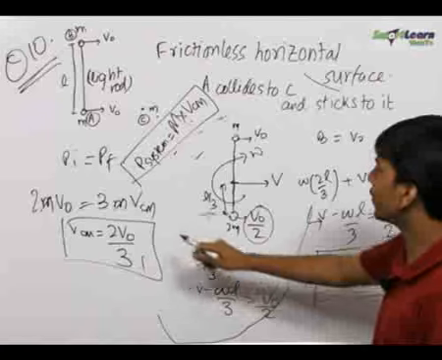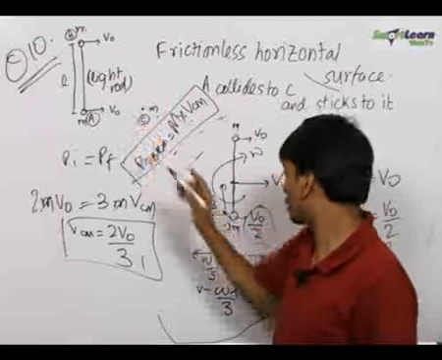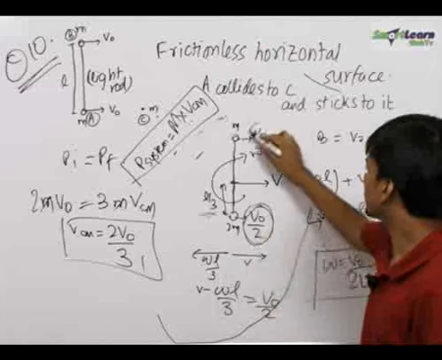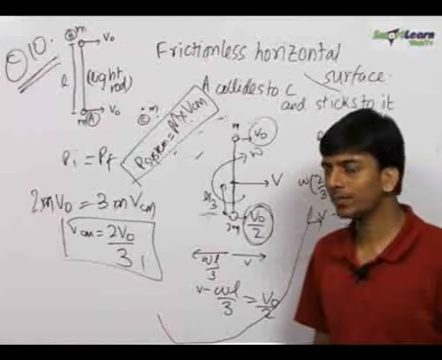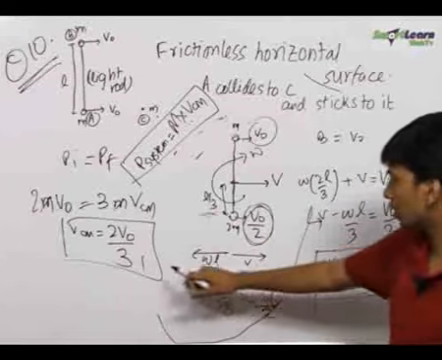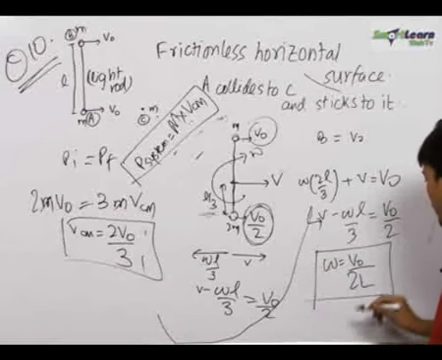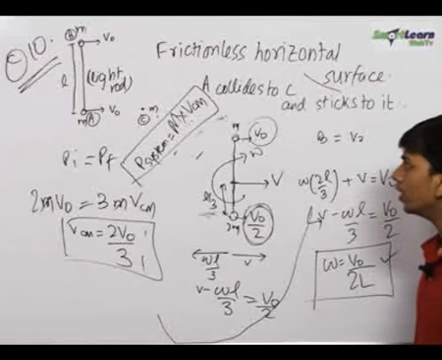So we get the answer for the velocity of particle A as v0 by 2. Finally, the velocity of particle B remains the same as v0. The velocity of the center of mass comes out to be 2v0 upon 3, and the angular velocity of the system about the center of mass comes out to be v0 upon 2L.